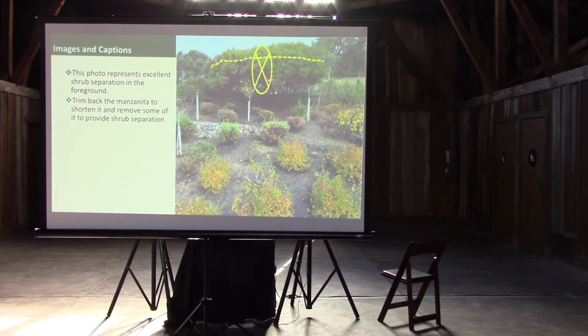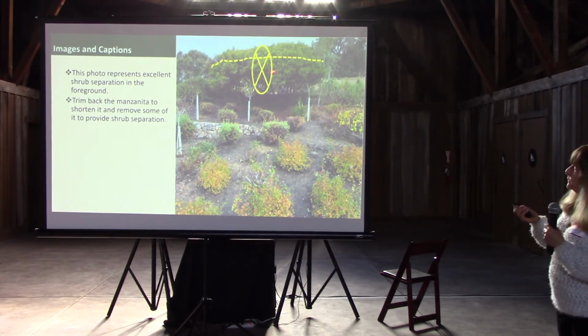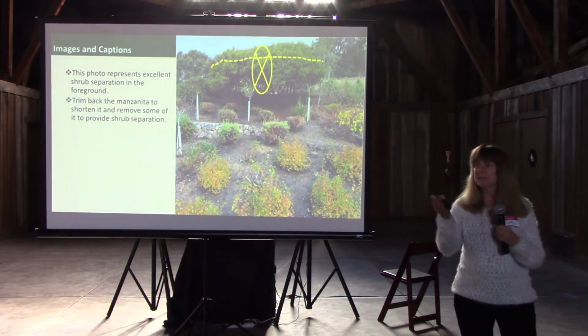Here's another one of those manzanita things. Maybe you want to make that into 2 shrubs. Maybe you want to make it into 3 shrubs. There again, you as the landscapers have some latitude to make that look, you get the idea here. Trim it back, shorten it. You shorten it, it grows well, you get less dead, you take care of it, and you provide some shrub separation.